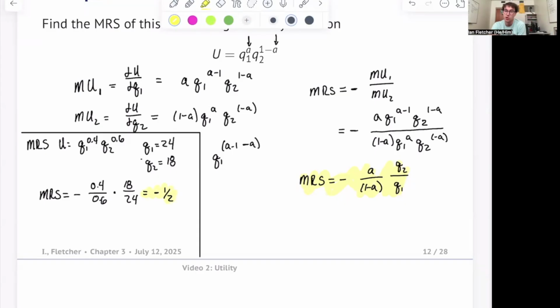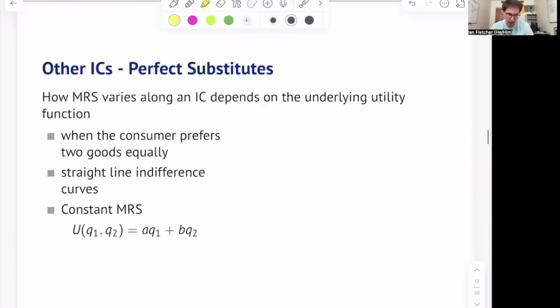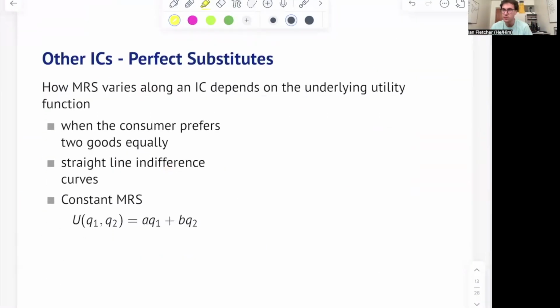And that's it. That's the marginal rate of substitution. So it means that every time we get an increase in good 2, we need to decrease our consumption of good 1 by half a unit, so that we can keep our utility constant. Okay? And so there are some other indifference curves that we're going to be dealing with.